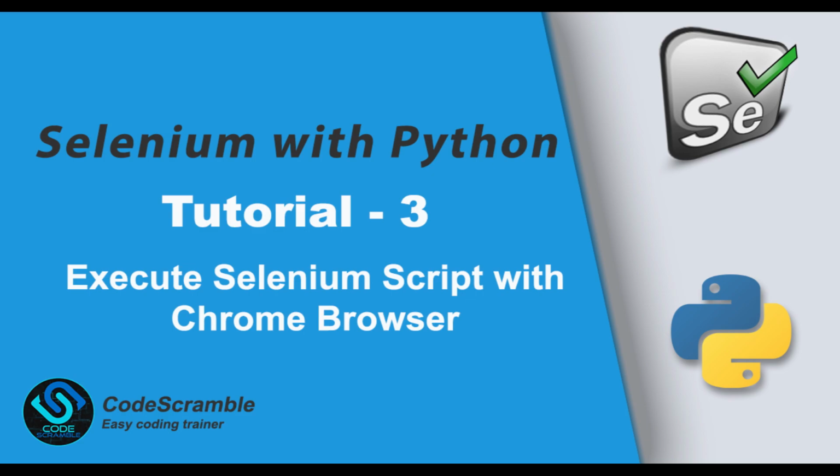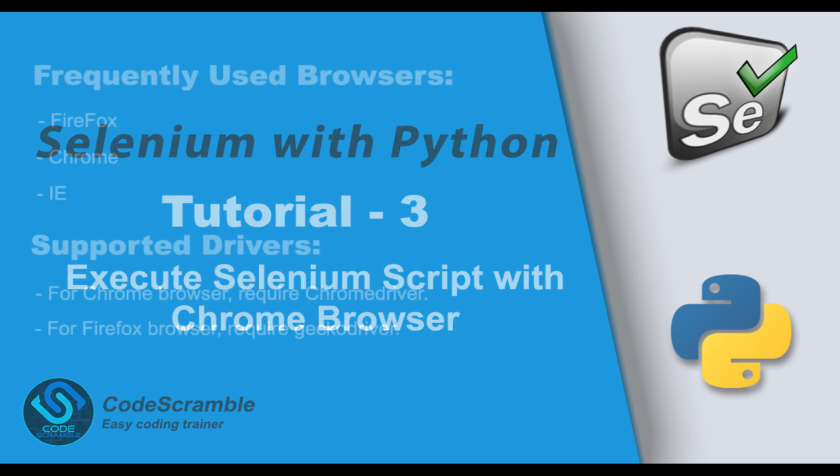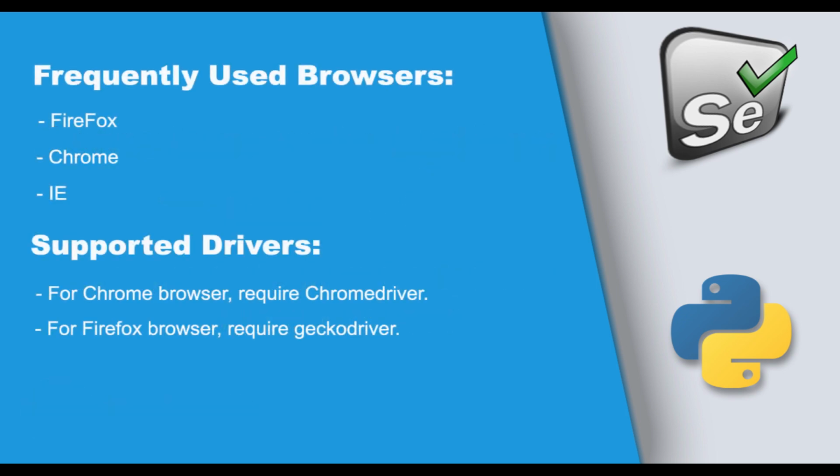In this tutorial we are gonna see which browser will be used for our automation script. So let's get started. We can use any browser for automation script, for example Firefox, Chrome or Internet Explorer. But in this tutorial I'm gonna use Chrome browser to run script. Let's write our first script.